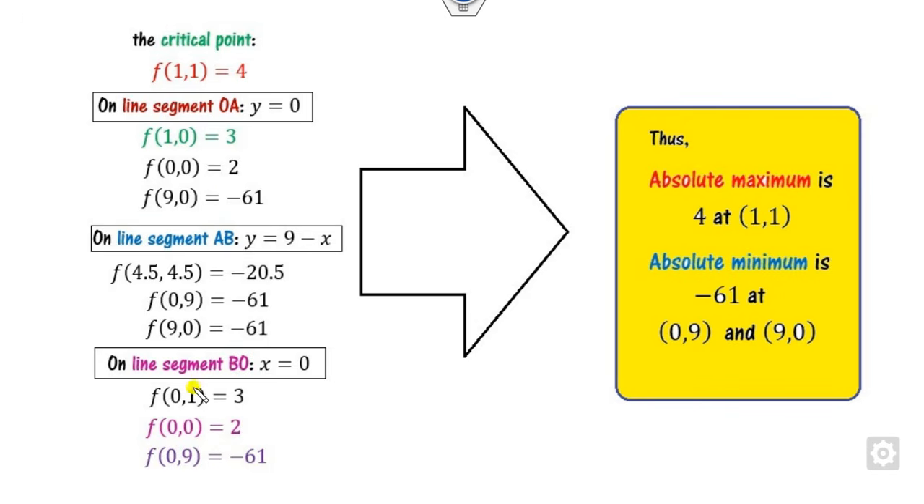So this is a summary. This is a critical point, and these are the regions. What is the maximum value? You can see the maximum value is 4, and the coordinate point is (1, 0). So the absolute maximum is here. What is the minimum? This is the minimum, this is the minimum, this is the minimum, and this is the minimum. All are occurring at the points (0, 9) and (9, 0), and they are the same. So (0, 9) is the required answer.